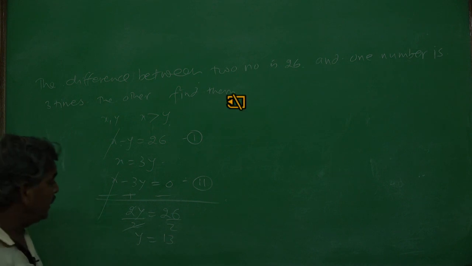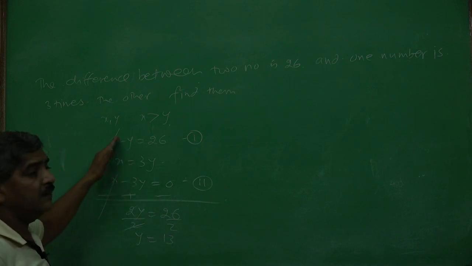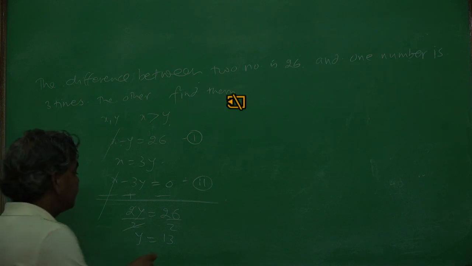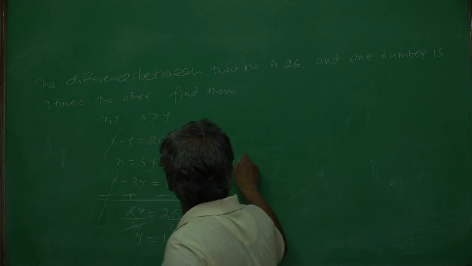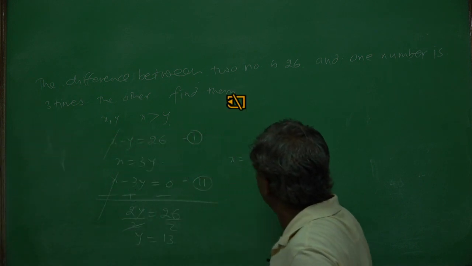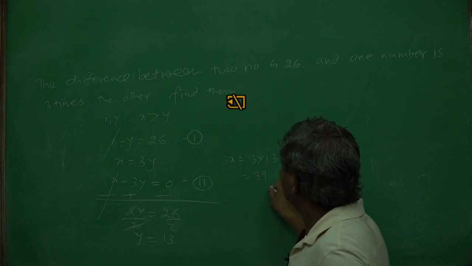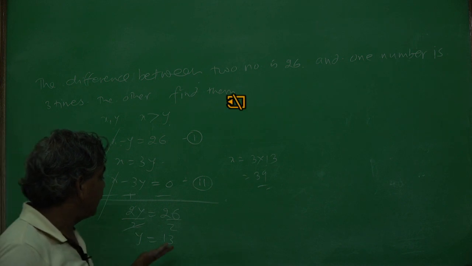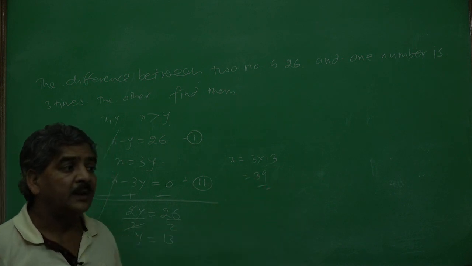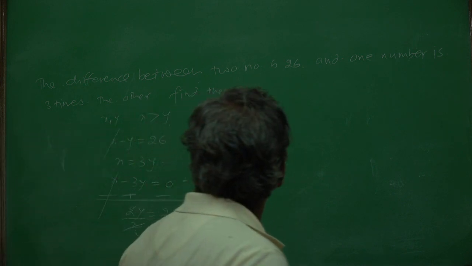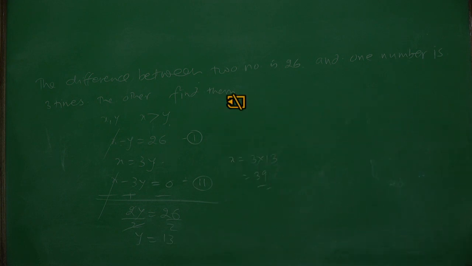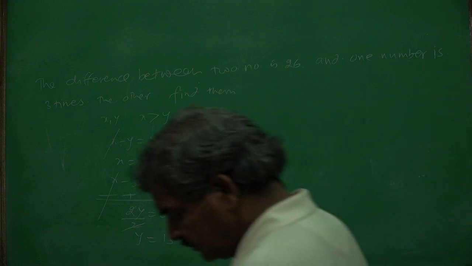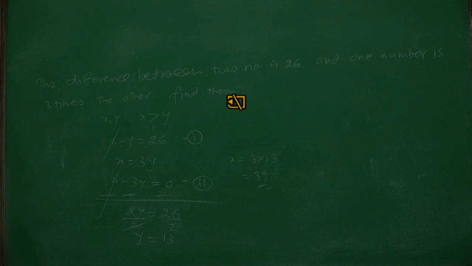Now put this y is equal to 13 in any one of the equations. If I substitute y is equal to 13, x is equal to how much? 3 into 13, and that is equal to 39. So the two numbers are: the smaller number is 13 and the bigger number is 39. You can confirm. अगला क्वेश्चन. मैडम नेक्स्ट क्वेश्चन, लिखो.